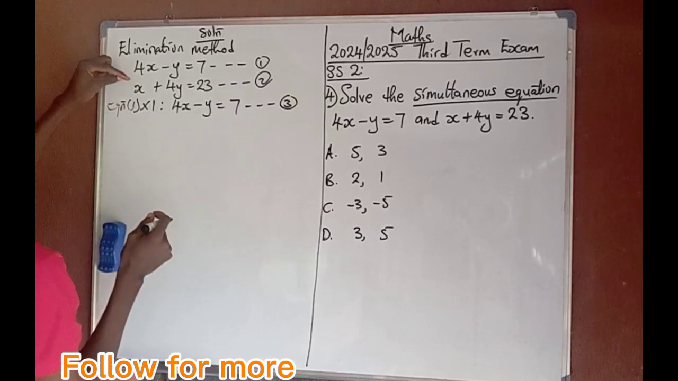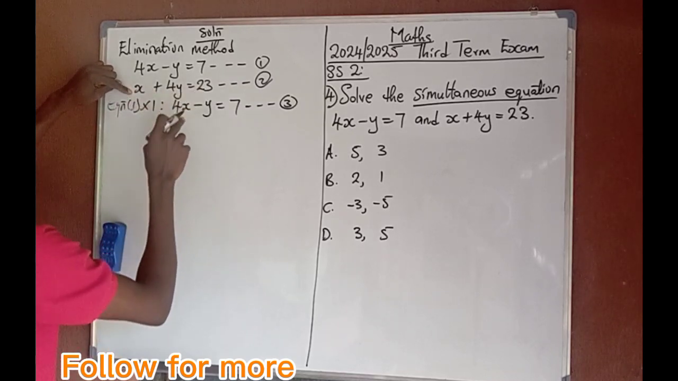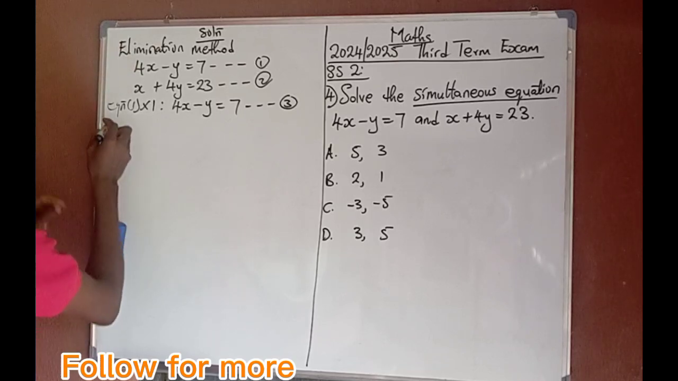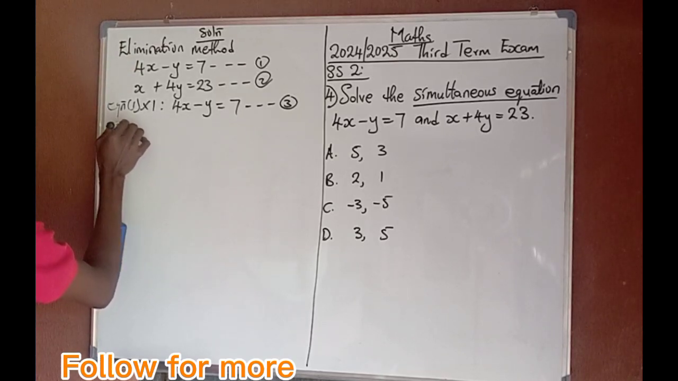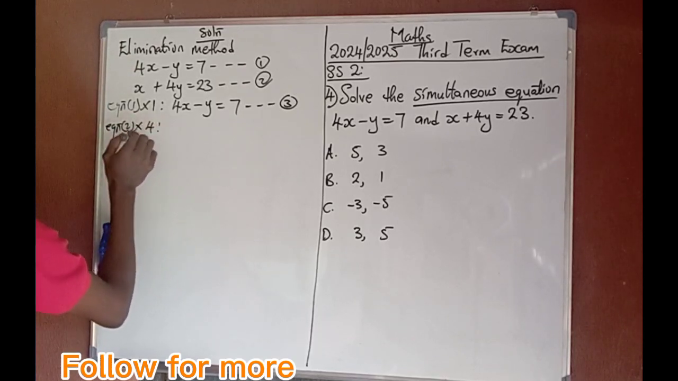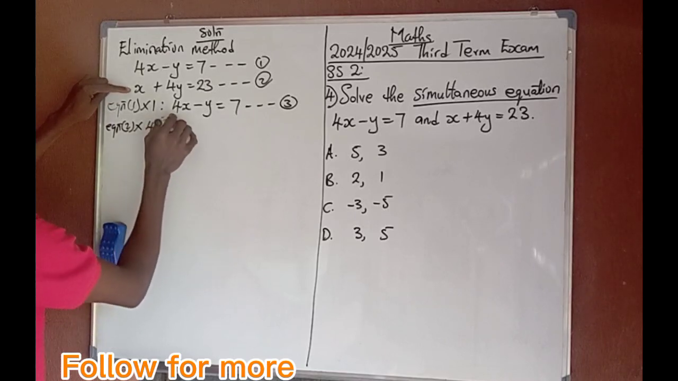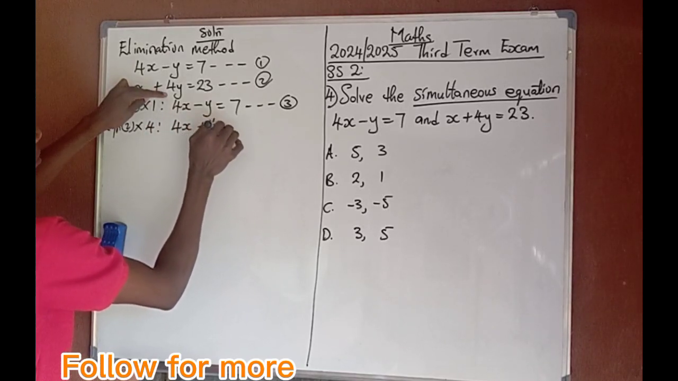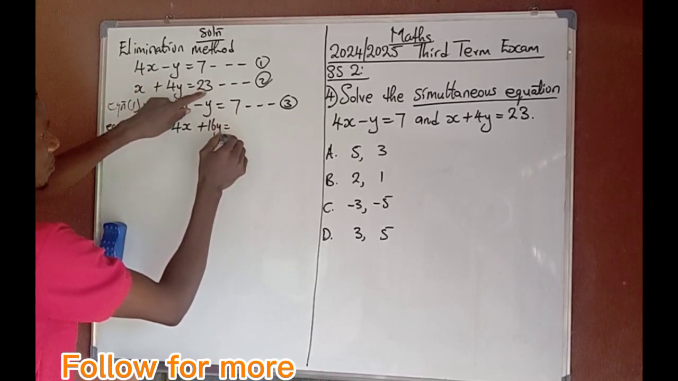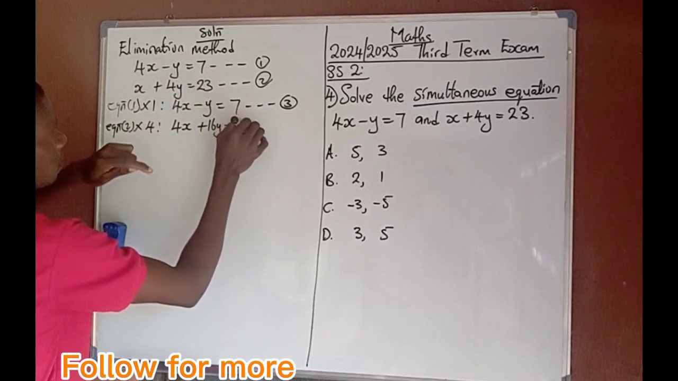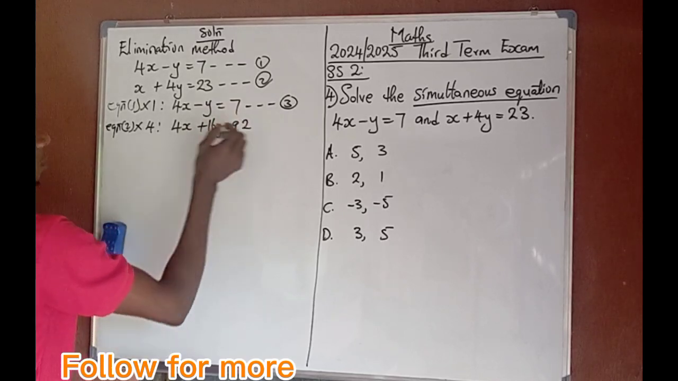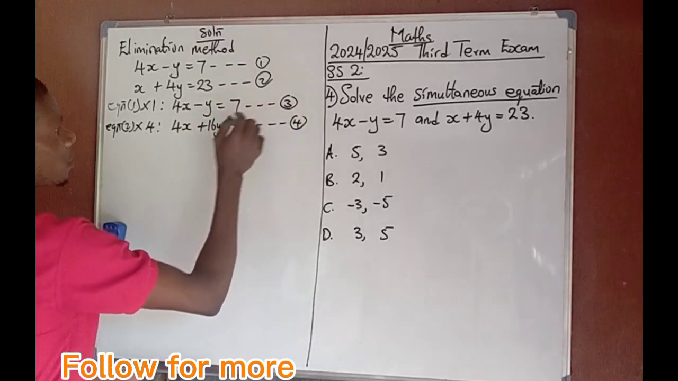All right, so we're going to multiply equation 2 by the coefficient of x in equation 1. The coefficient of x there is 4, so this should be equation 2 times 4. We have 4 times x is 4x, plus 4 times 4y is 16y, equals 4 times 23. 4 times 3 is 12, 4 times 2 is 8 plus 1 is 9, so 92. We call this equation 4.